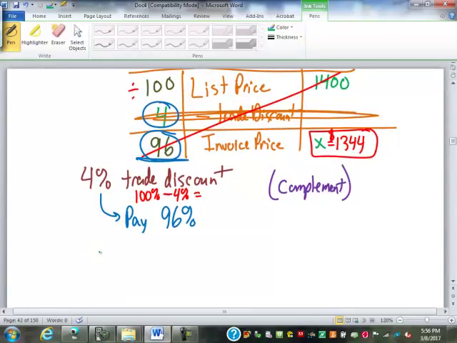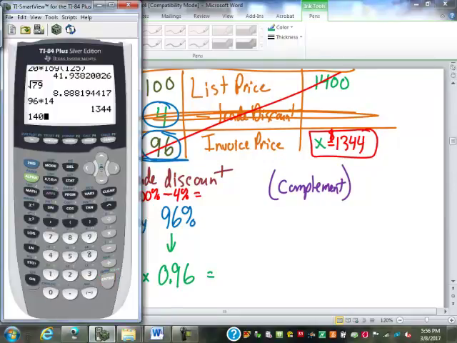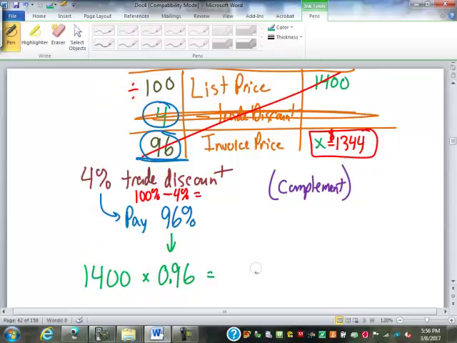So we have 96%, which would be a rate of 0.96. So that $1,400 price multiplied by that 0.96 should give us $1,344. And there it is. So there's our $1,344 price. That is the invoice price.